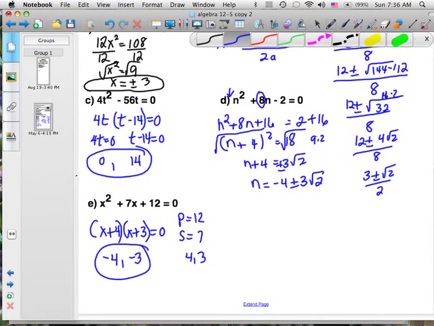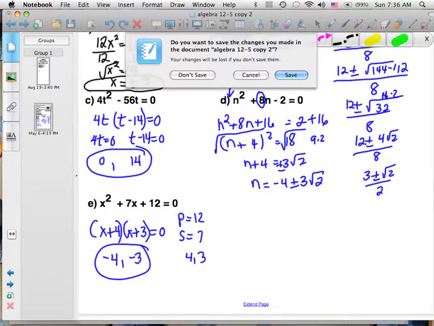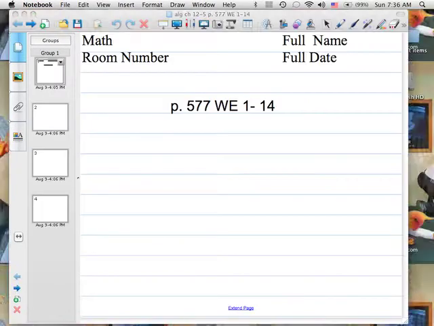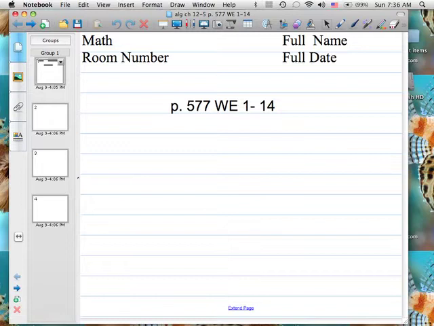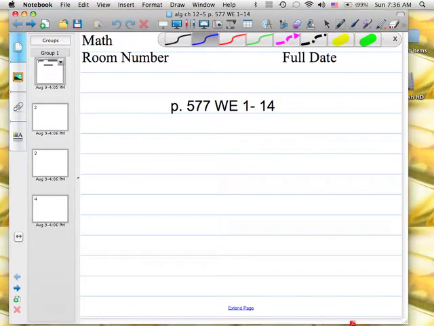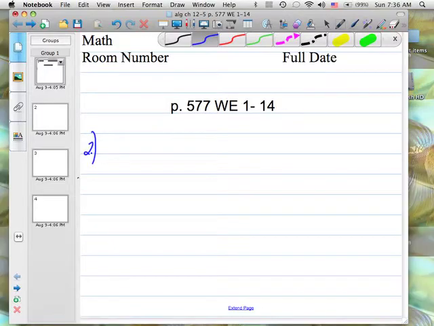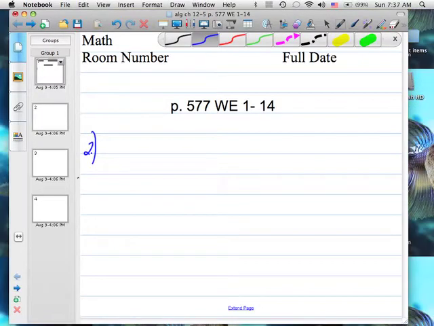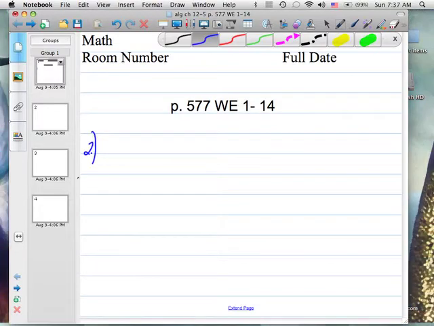So we're going to do problems where we're going to try and find the best method to solve the problem. So you have your book open to 577, and we're doing written 1 to 14. And the directions say, well, the first 12 problems, solve the quadratic equations given in oral exercises 1 to 12, and then write the answer in simplest radical form.